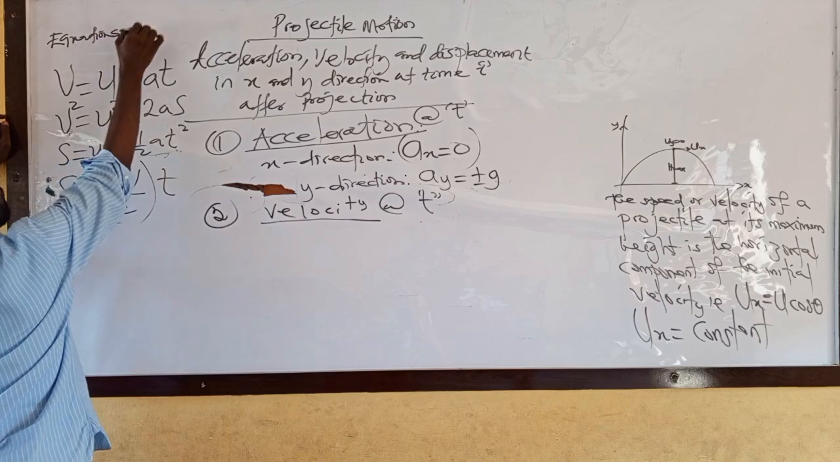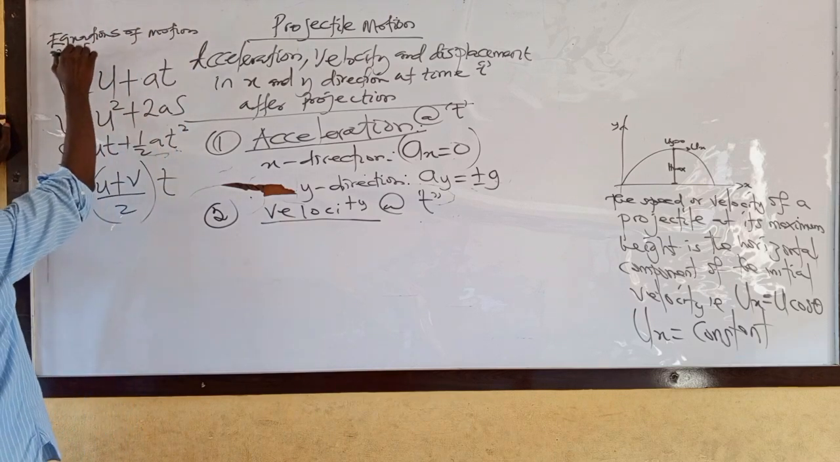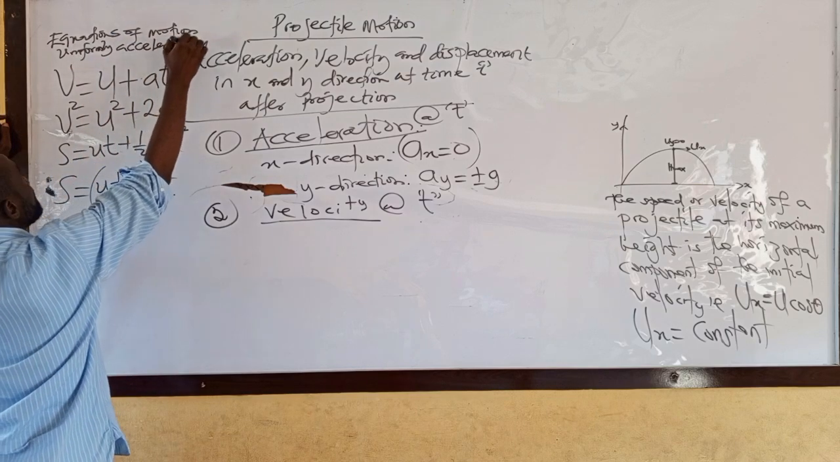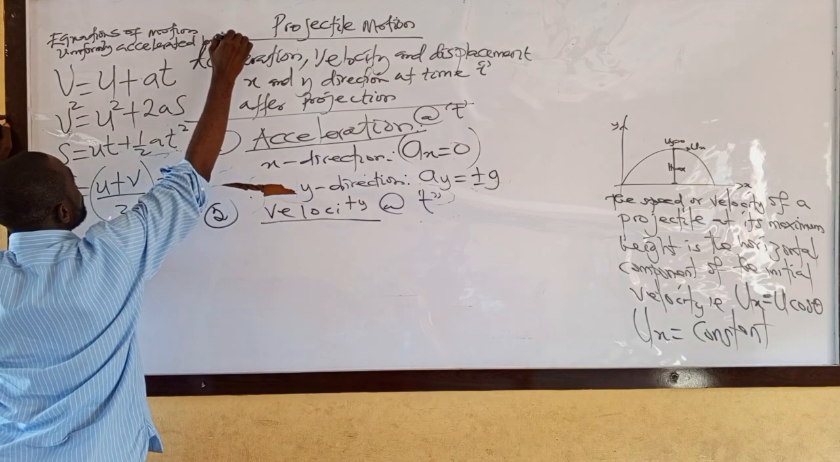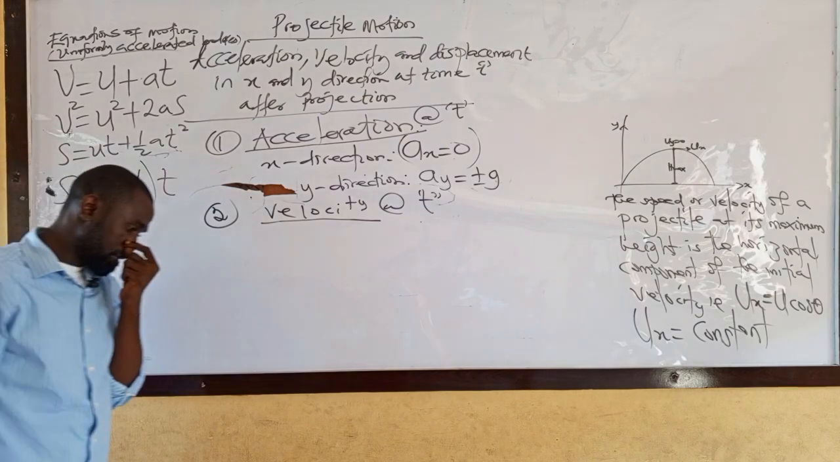Equations of motion for a uniformly accelerated body. But for a projectile, this one will not be there, but there's no a here. You see? For projectile, we need to think something about this, and this on the projectile.